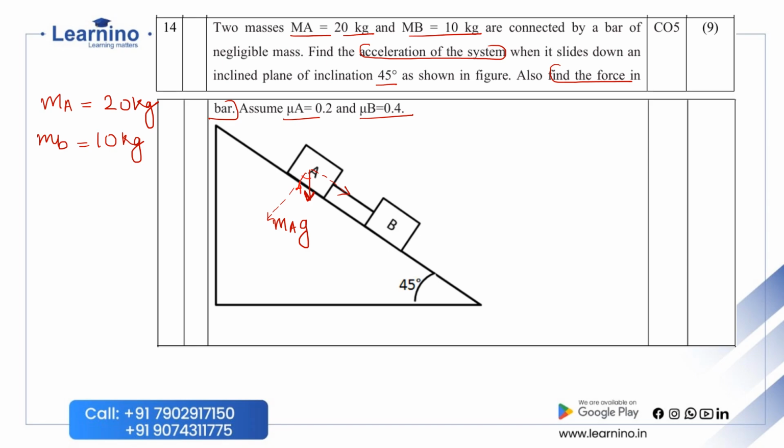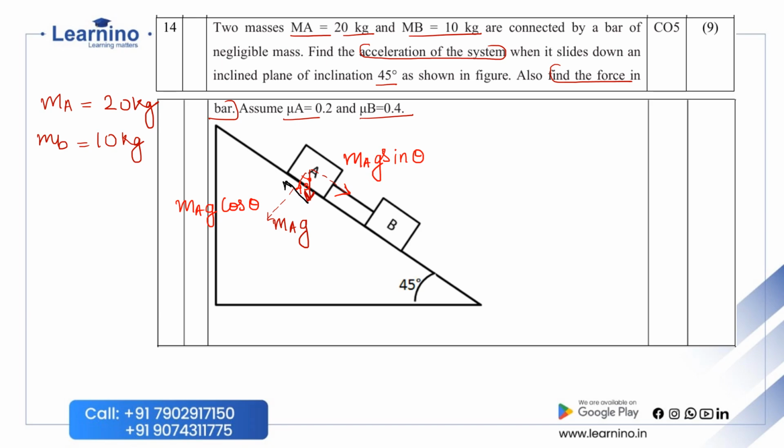And this angle I am taking as 45 degree. If this is 45 degree, I can write the horizontal component of mass MA as MA into G into sine theta, or sine 45. I am writing it as theta right now, and the vertical component is MA into G into cos theta. And here we have a frictional force which is acting in the opposite direction of motion.